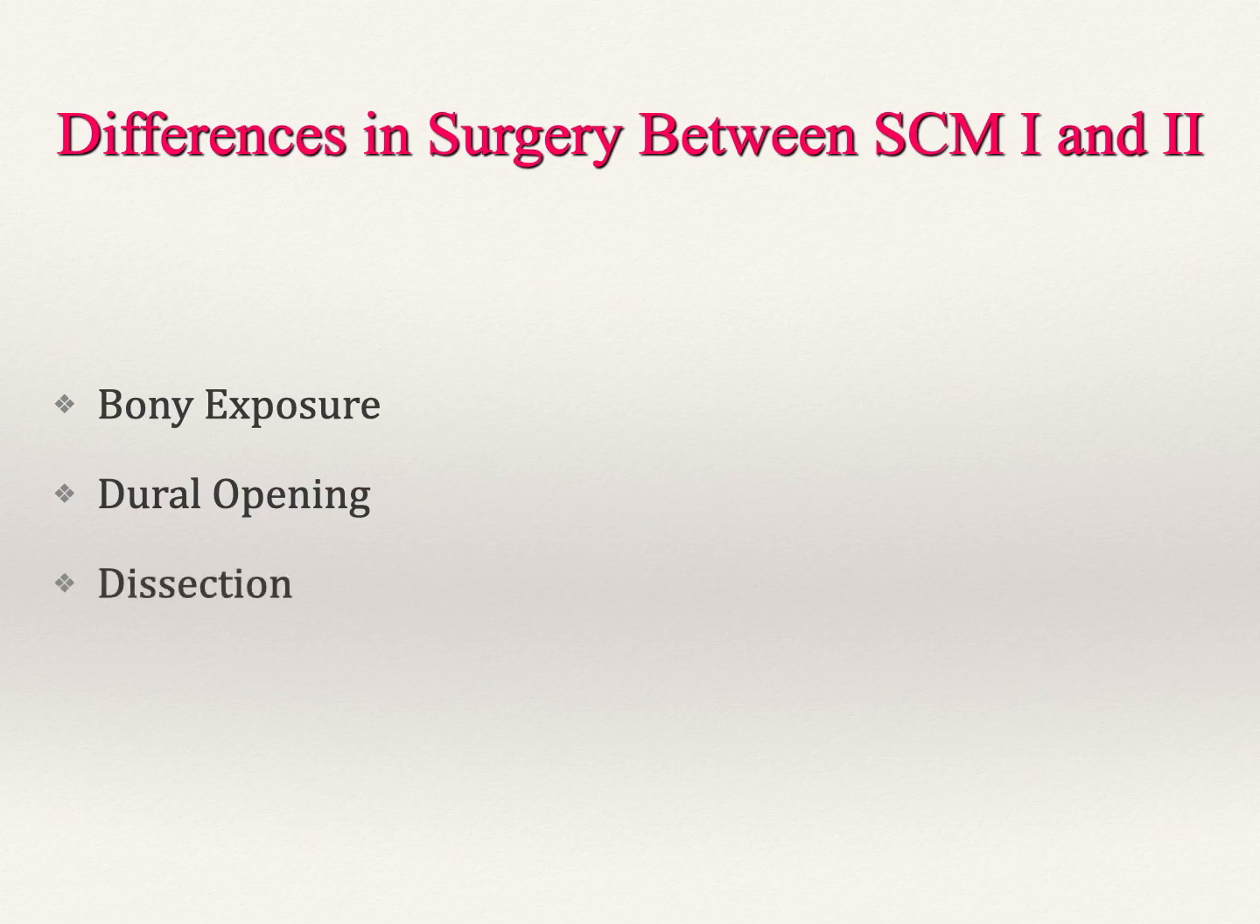Dissection is very important. You do a bit more dissection in type 2 because there are lots of fibrous bands, in addition to the medial roots in type 1 that end up in the dural sleeve. You don't worry too much about them and you can excise them.